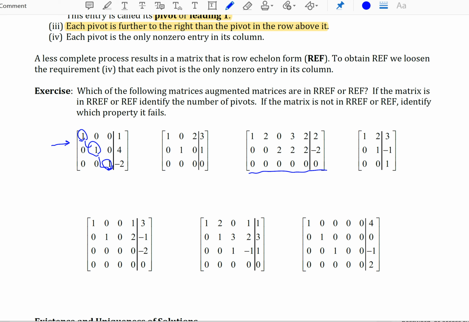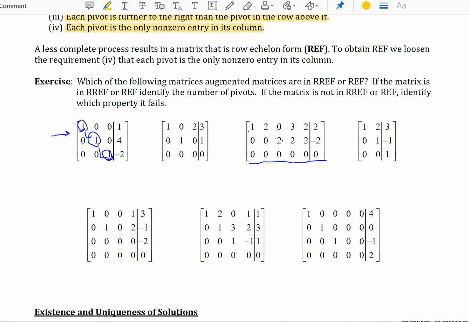For example, if this were a 1, I would be fine with it being down and 2 to the right. It's not a 1. It's a 2, so I have a problem there. But if it were a 1, I'd be okay with that. Just be down and to the right in some way. And then lastly, each pivot is the only non-zero entry in the column.